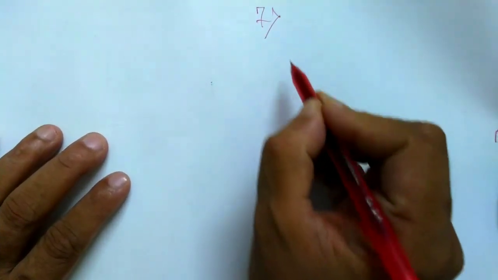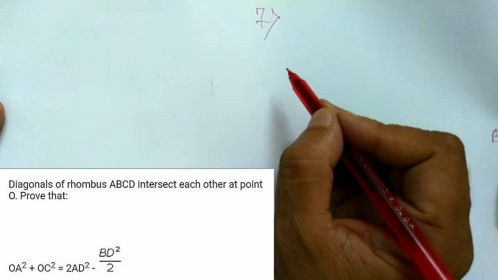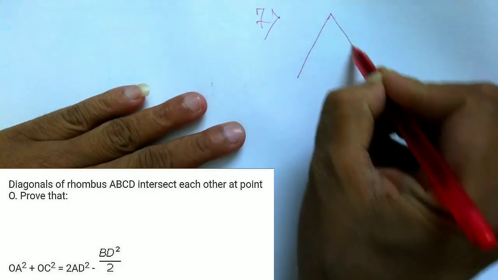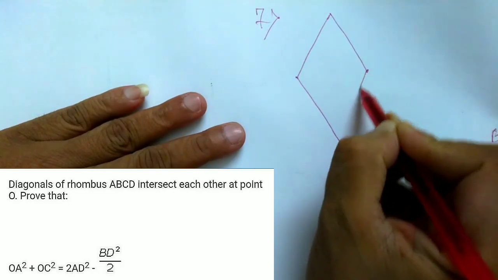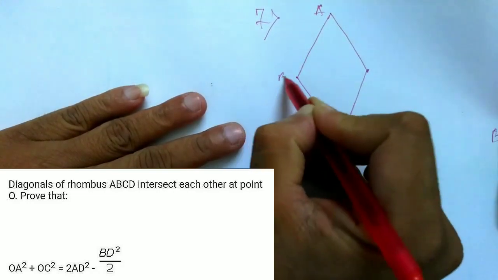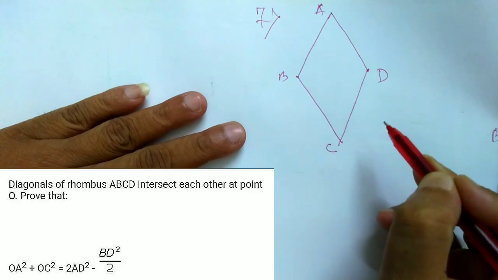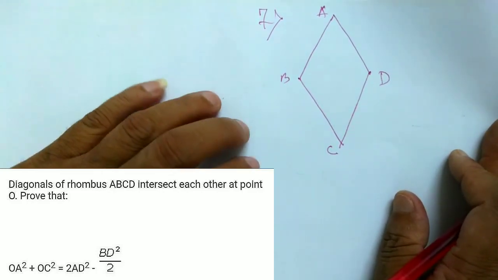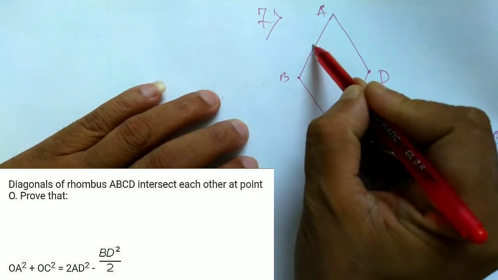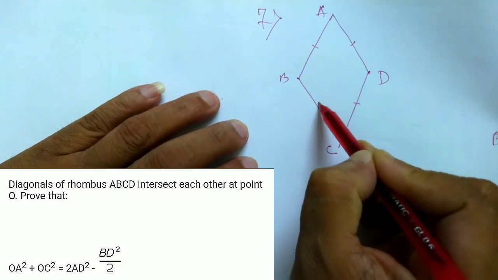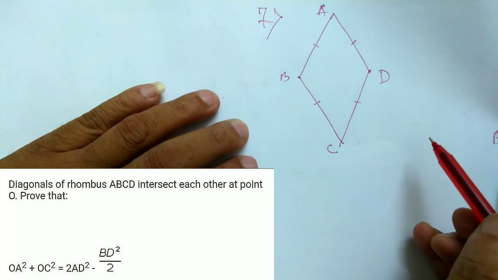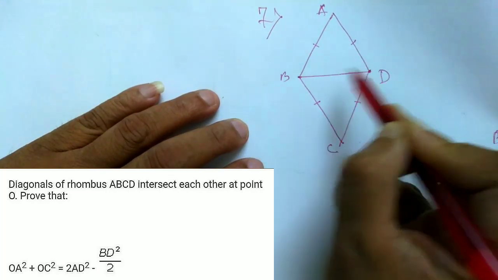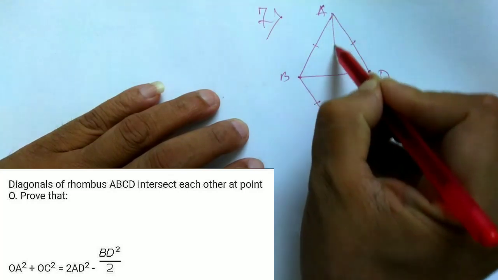Question number 7, you can see on your screen. Diagonals of a rhombus. Let us draw a rhombus first. A, B, C, D. This is a rhombus. But before starting this sum, I want to remind you the properties of a rhombus, that all these sides are equal. Yes, we know that all the sides of a rhombus are equal. And not only that, if you draw its diagonals, see, this is the first diagonal, this is the second diagonal.